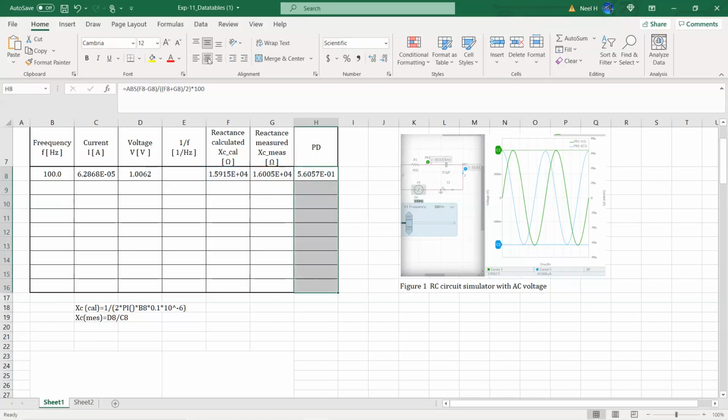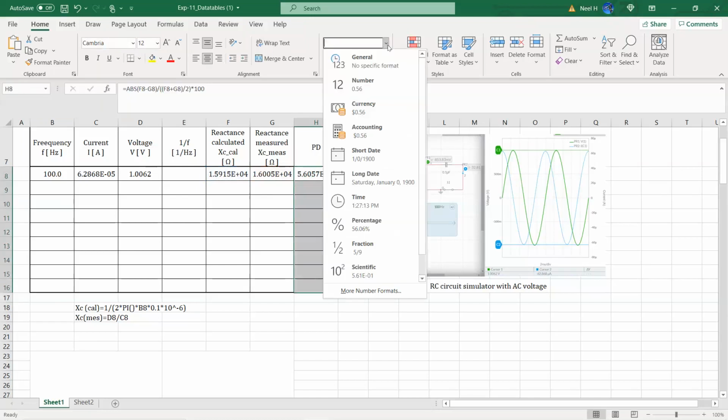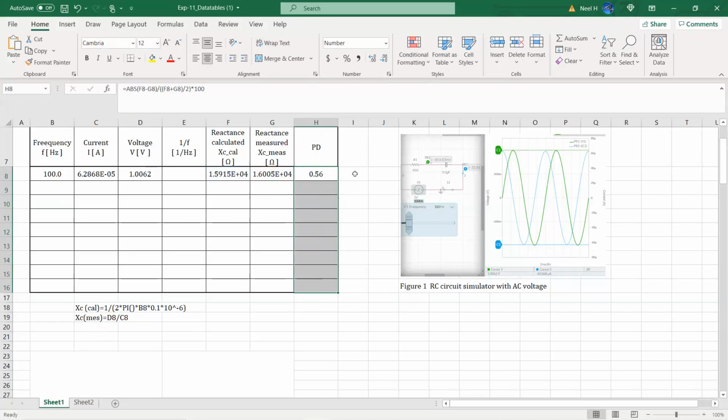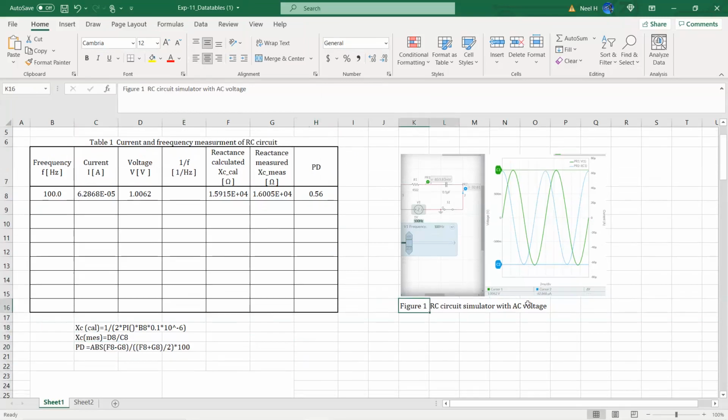And percentage errors never use the scientific. It should be number format and then at least 2 decimal places, 2 significant figures visible. Okay. So that's a very small, less than 1% error. So that confirms everything we would like to investigate in this setup. Okay, guys, any question?